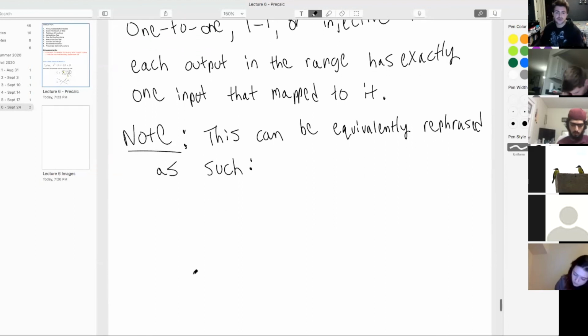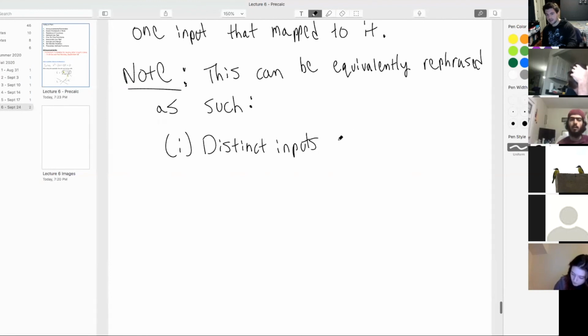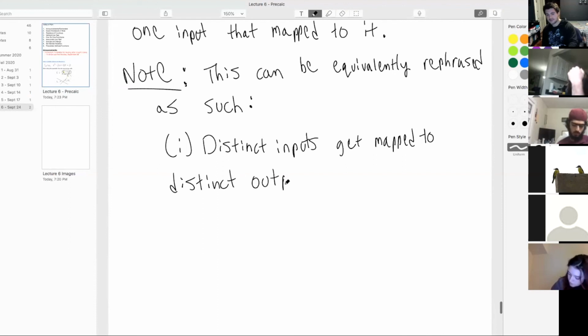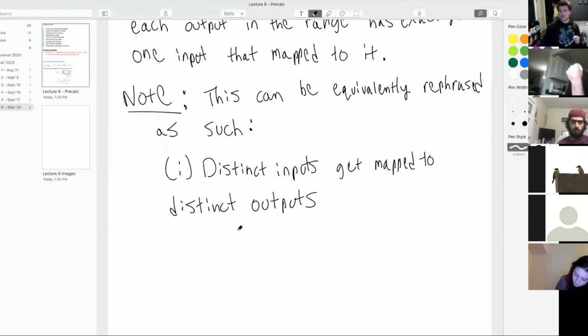Right. Okay, so there are three other ways of saying the same thing. First way is that distinct inputs get mapped to distinct outputs. In other words, if I have two different elements in the domain, I know that their outputs in the range will also be different.